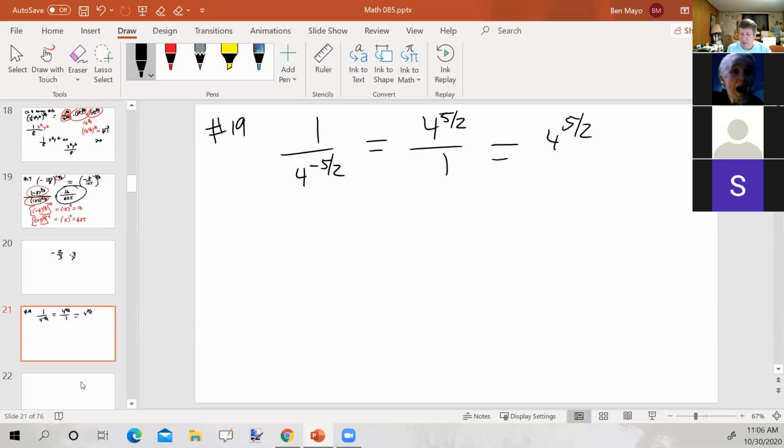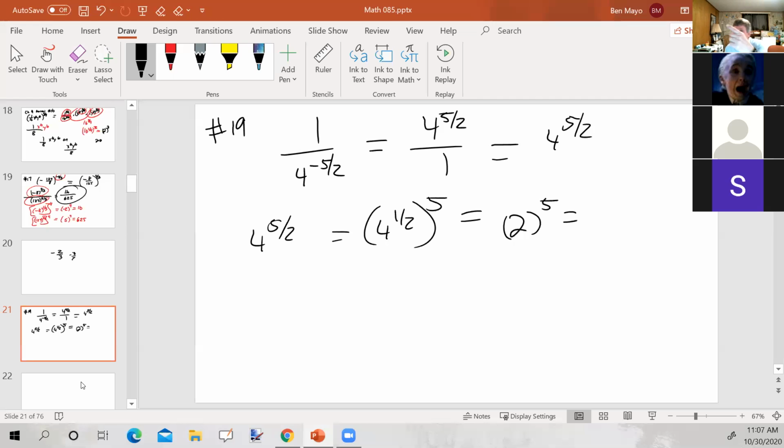Now let's deal with 4 to the 5/2 power. Let's do the root and then the exponent. What's the second root of 4? What's the square root of 4? 2. And what's 2 to the 5th power? 2 times 2 is 4, times 2 is 8, times 2 is 16, times 2 is 32.